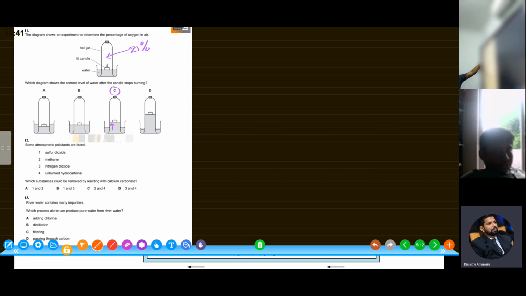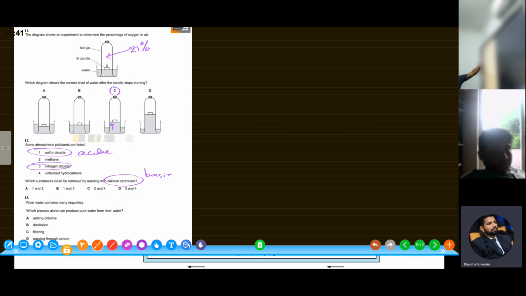Some atmospheric pollutants are listed: sulfur dioxide, methane, nitrogen dioxide. Which substances could be removed by reacting with calcium carbonate? This is flue gas desulfurization. Calcium carbonate is used to remove sulfur dioxide and nitrogen dioxide because they are acidic. Calcium carbonate is basic. River water contains many impurities.